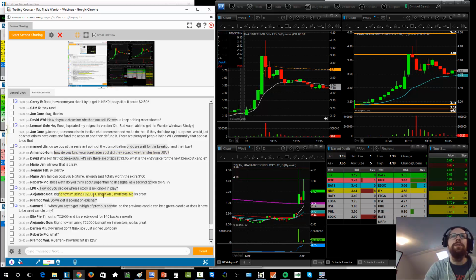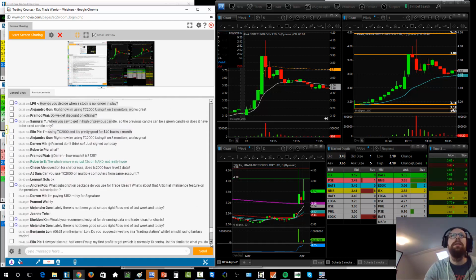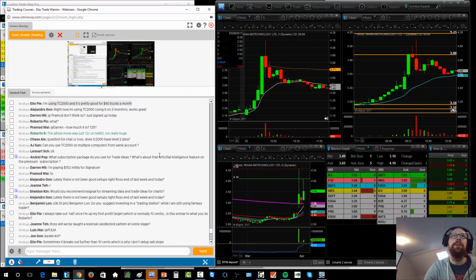So Alejandro is using TC2000 on 3 monitors, no problems. That's good. $40 a month, yeah. It's cheap. It's good. It's not bad. That's the only reason I've thought about trying it again, just because I know it's a better option for most of you guys. So I might try it again and see if I can get it to work.